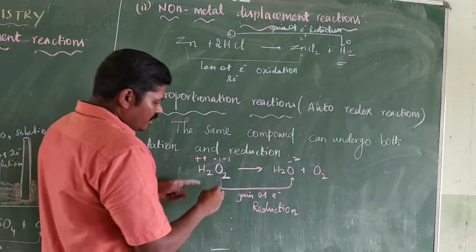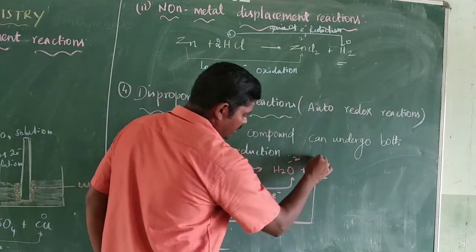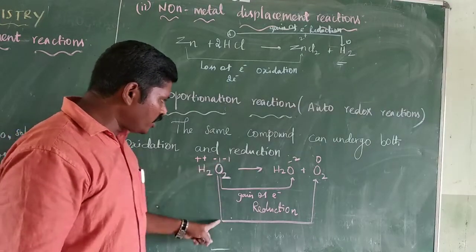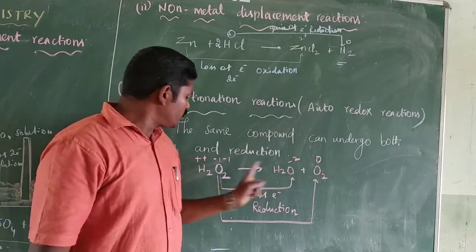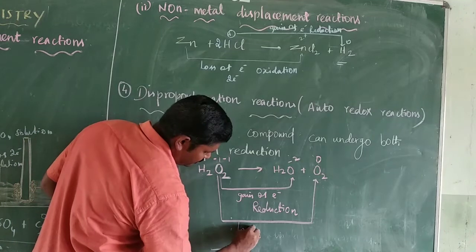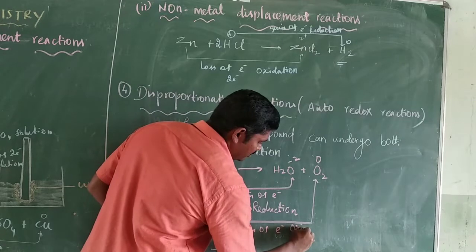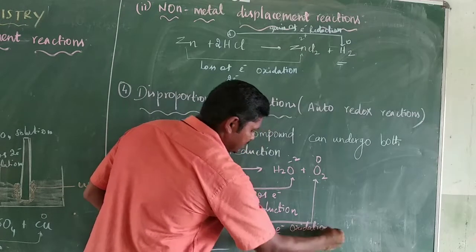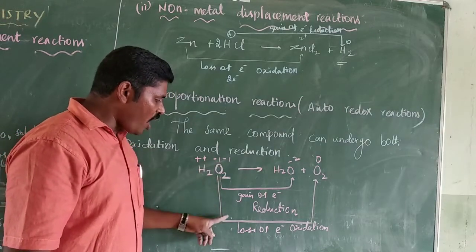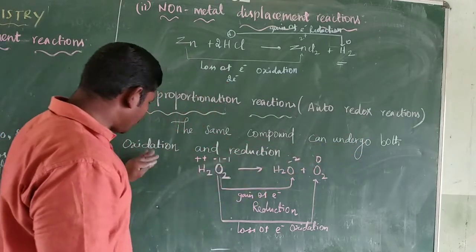Next, O2: each oxygen goes from minus 1 to 0, so O2 is 0. That is 2 times minus 1, to 0. Loss of electron is oxidation. The same element is involved in oxidation and reduction. The same compound can undergo both oxidation and reduction.